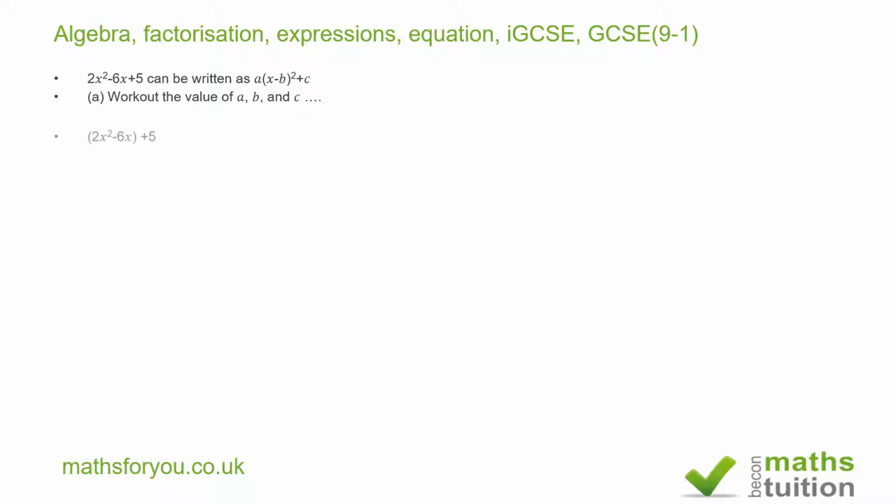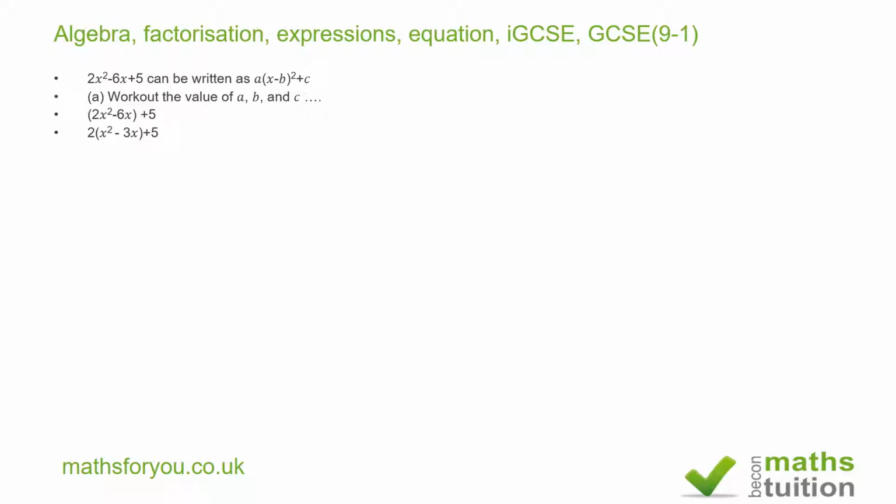Now, what I've done is to put brackets around 2x squared and 6x there. That will be our starting point. Right, so if we now factorize 2x squared and minus 6x, we end up with 2 into x squared minus 3x. You get 2 outside the bracket or parentheses.